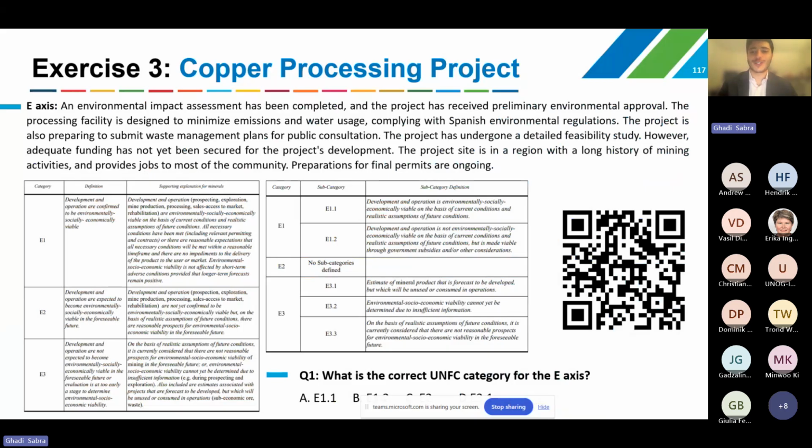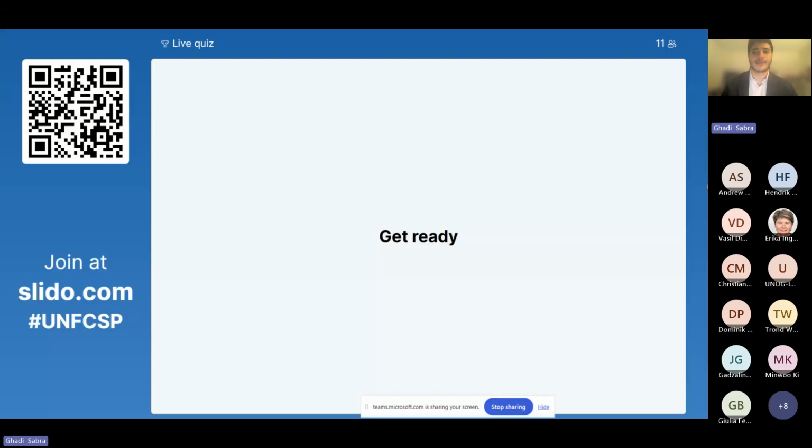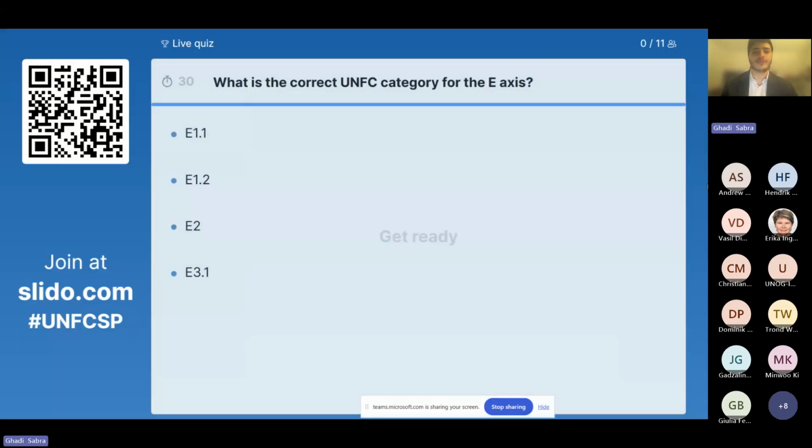The project has undergone a detailed feasibility study. However, adequate funding has not yet been secured for the project's development. The project site is in a region with a long history of mining activities and provides jobs to most of the community. Preparations for final permits are ongoing. So what is the correct UNFC category for the E axis? Get ready. Is it E1.1, 1.2, 2, or 3.1?